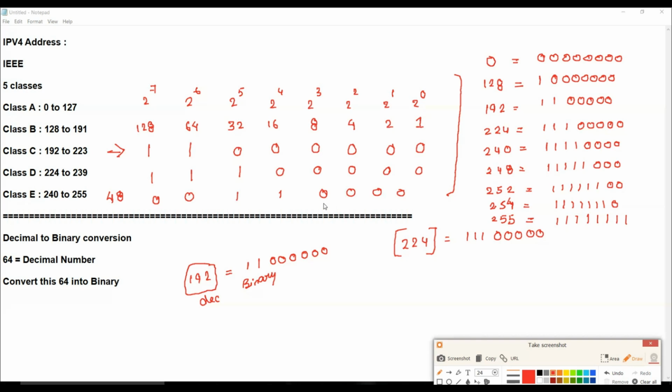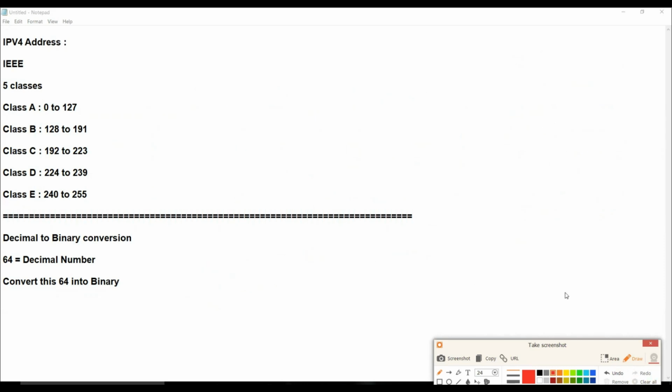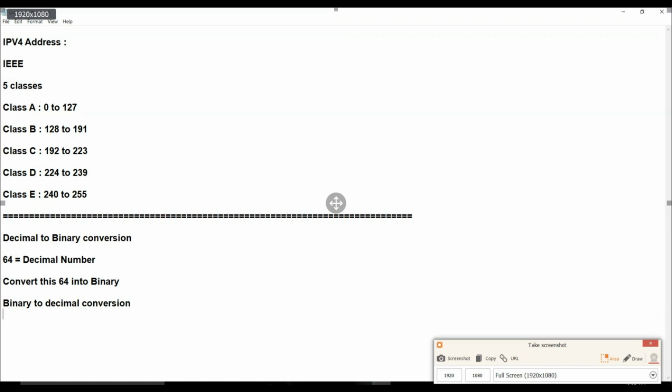On the other way around, if I give you a binary number and tell you to convert that back into a decimal number, it is also a simple thing. So let me write that down as well. It is binary to decimal conversion. Very, very simple things.